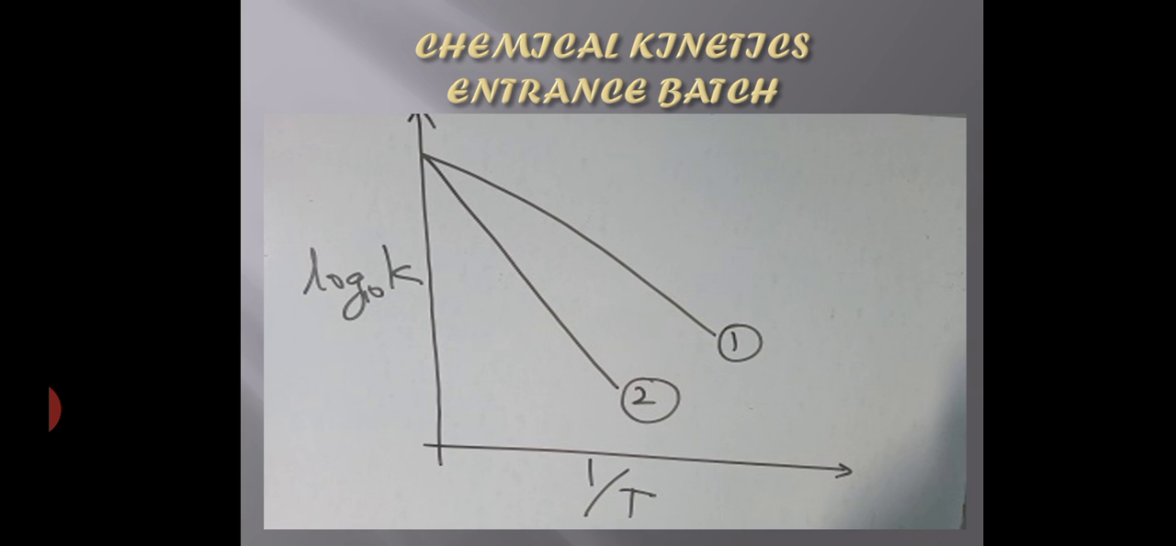And reaction 2 will be more sensitive to temperature change. That means a slight increase in temperature will have a greater effect on the rate of the reaction, because again I repeat, the modulus of the slope in graph 2 is greater than that of reaction 1. I hope you got this particular thing.